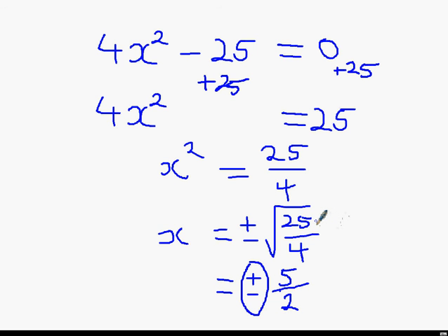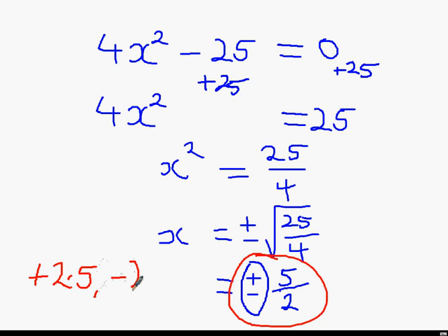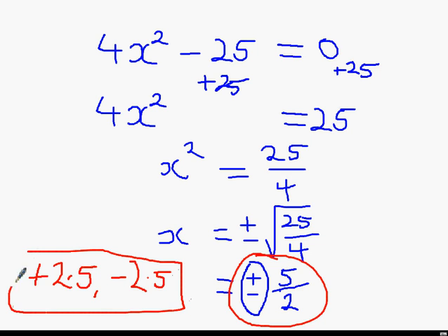So whichever way you prefer, if you want to do it by the difference of two squares, or if you want to do it by just a normal equation manipulation, your answers are going to be plus 5 over 2 or minus 5 over 2, and you would put that in as plus 2.5, comma, minus 2.5. You'd enter that into your answer box and you'd get your score.